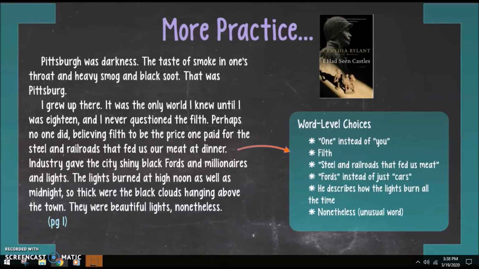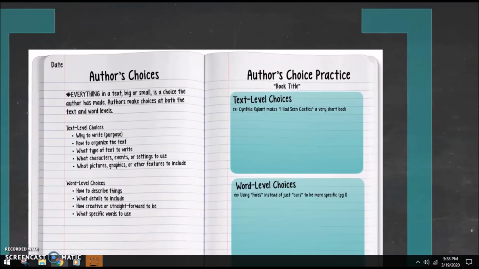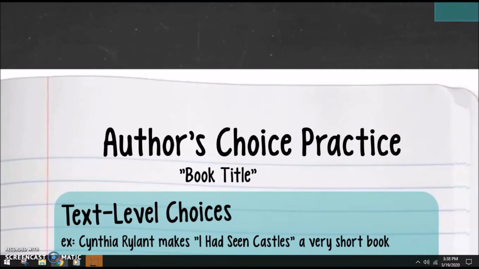Now, ladies and gentlemen, it's time to do your independent practice. This is the right-hand side of your notebook, and here we go. What are we going to do? All right. First and foremost, on the right-hand side of your notebook, put author's choices practice. Underneath, it says book title. Please put the book or story title you are currently reading. Don't just put book title, okay? Put something there that is a stand-in for whatever story or book you are reading, okay?